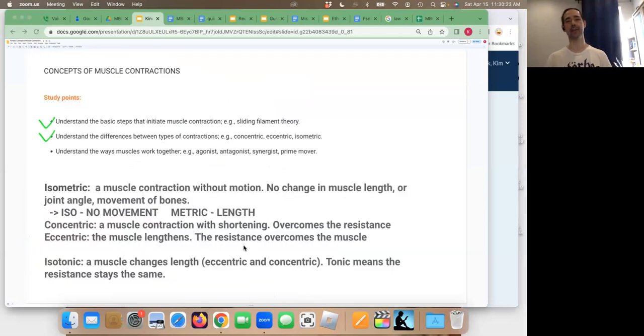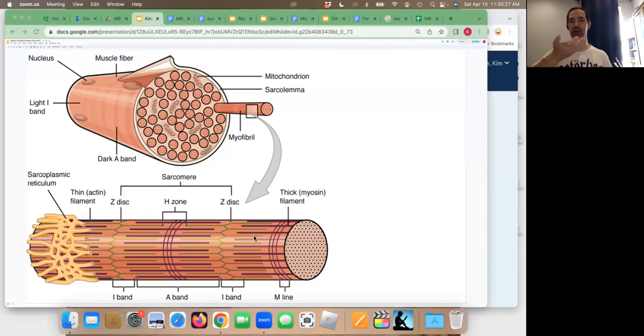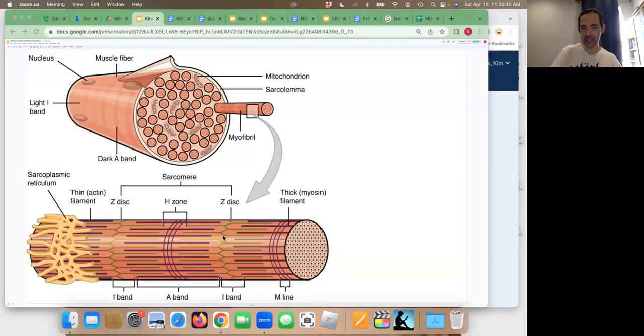What happens with the actin and myosin filaments is that the myosin has little golf heads on it that grab the actin, and they pull the actin from one end to another. The actin has these little Z-shaped borders called the Z disc. These Z-shaped borders divide sections of the myofibril.